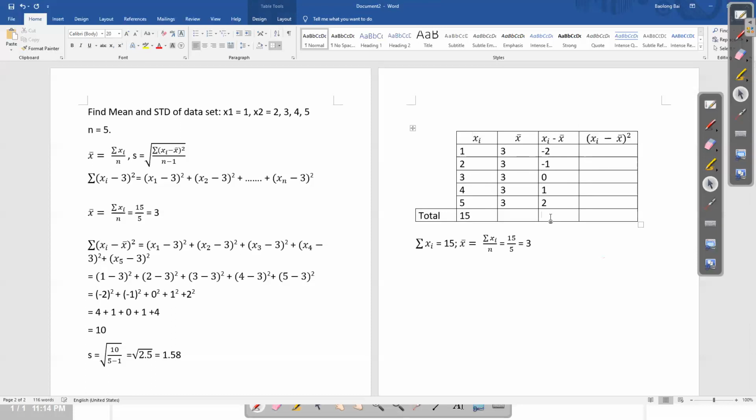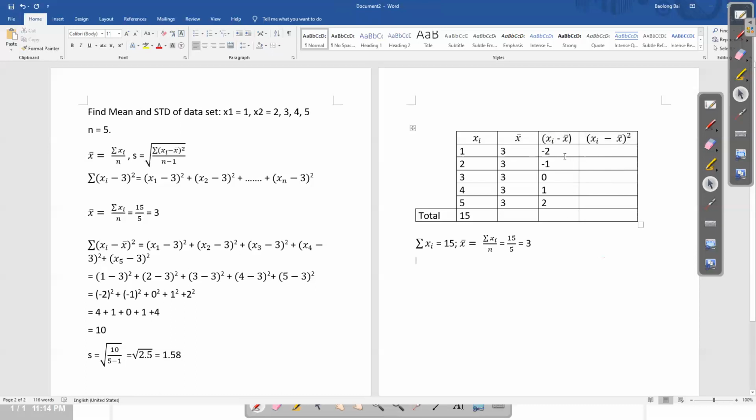But we're not interested in this column total either, okay? And then the last column is xi minus x bar squared. So you basically have xi minus x bar here already. All we need to do is take a square of this column, right? So whatever number in this column, take a square of it.